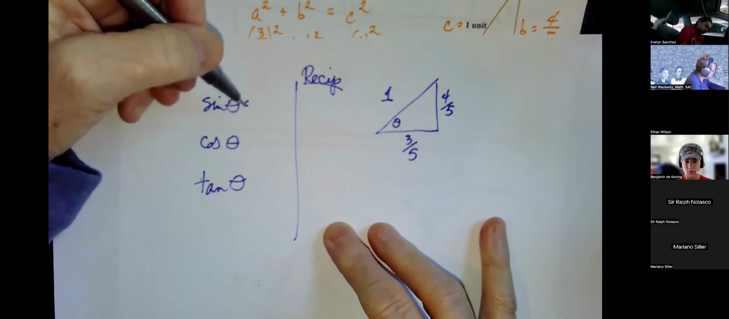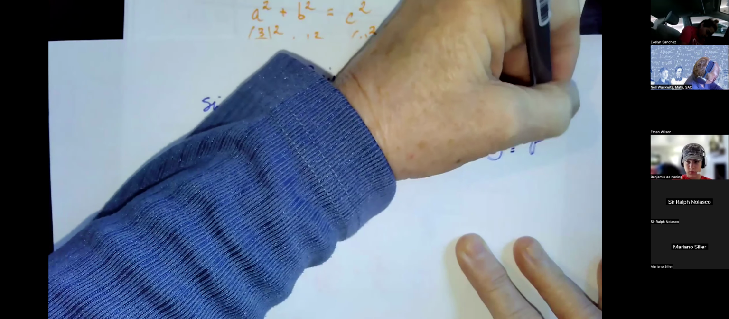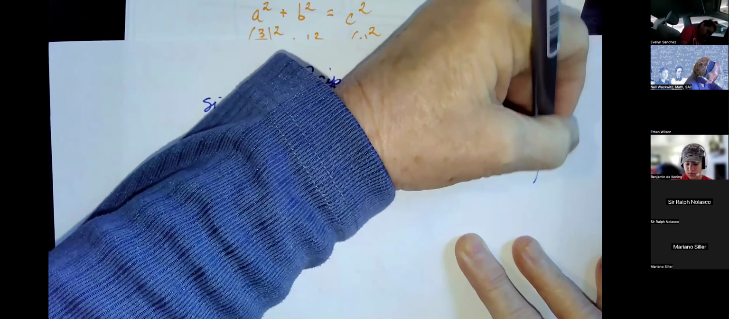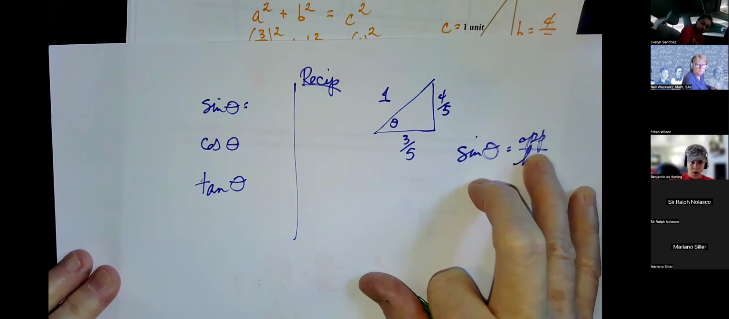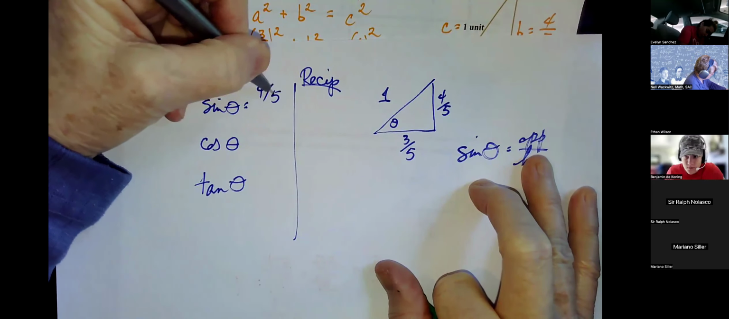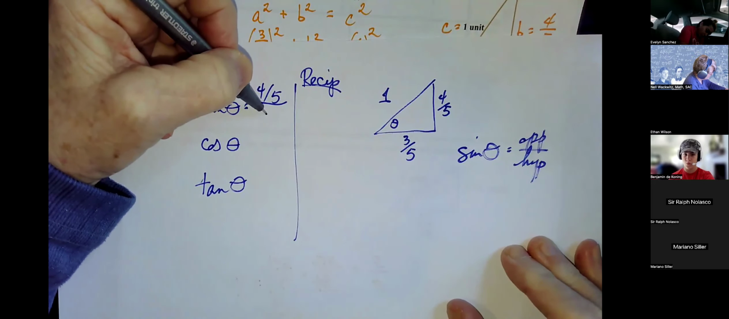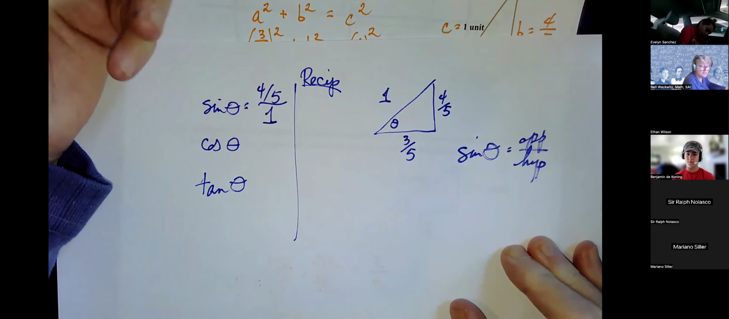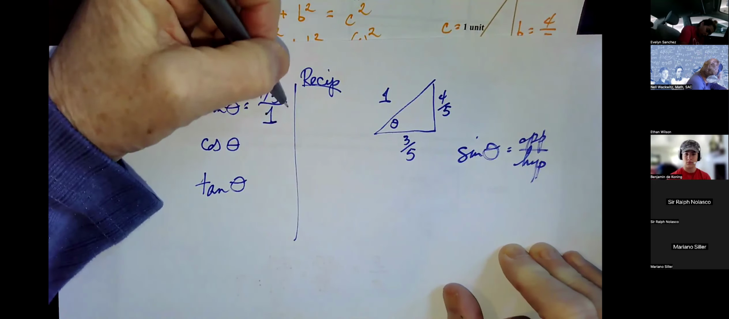Okay, and sine is whatever? Opposite over hypotenuse. And opposite is? 4 over 5. Hypotenuse? 1. So what is the sine? 4 over 5. Good.